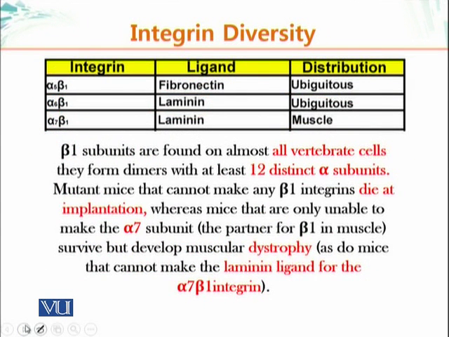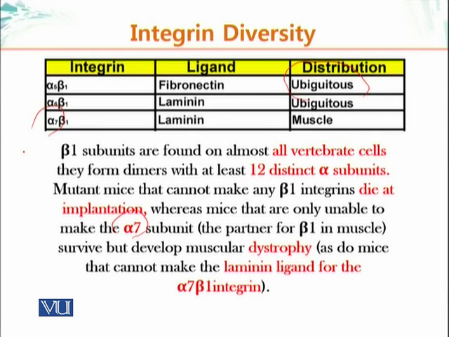Beta 1 subunits are found on all vertebrate cells. They form dimers with at least 12 distinct alpha subunits. Mutant mice that cannot make beta 1 integrins die at implantation because, you can see, it is a very important combination. It is present in all cells, and it is playing a very important role there. Whereas mice that are only unable to make the alpha 7 subunit do survive, but they develop muscular dystrophy.